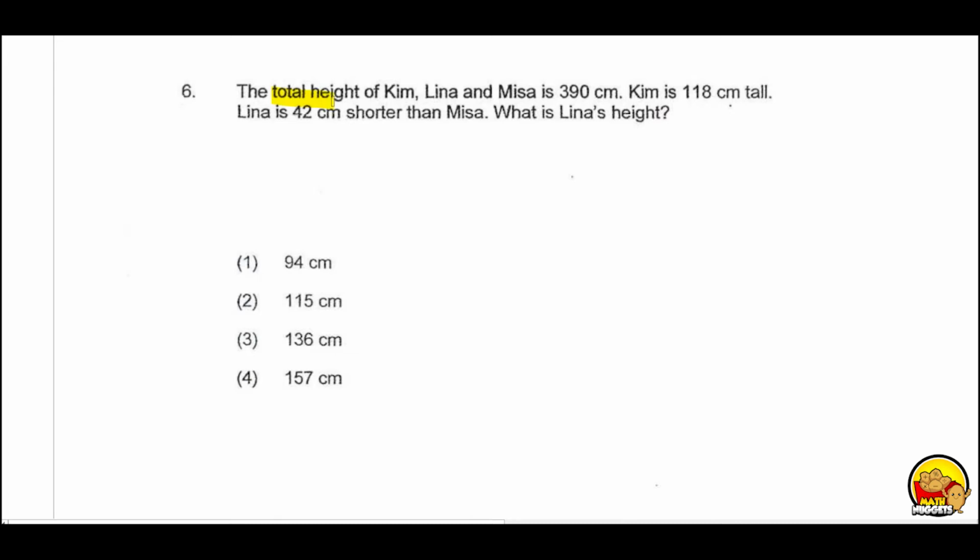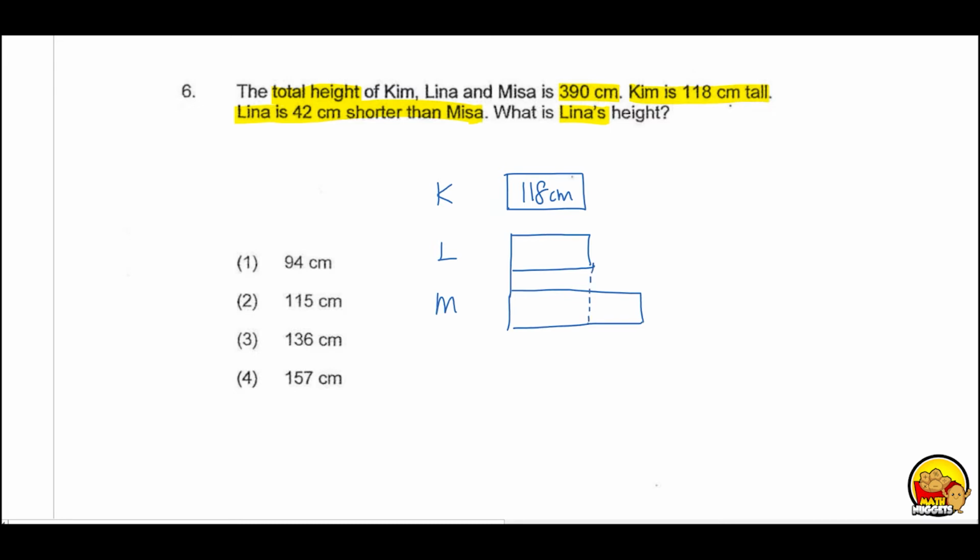Question 6, total height of 3 girls is 390 centimeters. Kim is this, 118 tall. Lena is 42 cm shorter than Misa, and we're looking for Lena. So we have K, L, M. K is 118 cm tall. L is shorter. So if L is shorter, M is longer. By how much? By 42 centimeters. And in total, they are 390 centimeters tall.